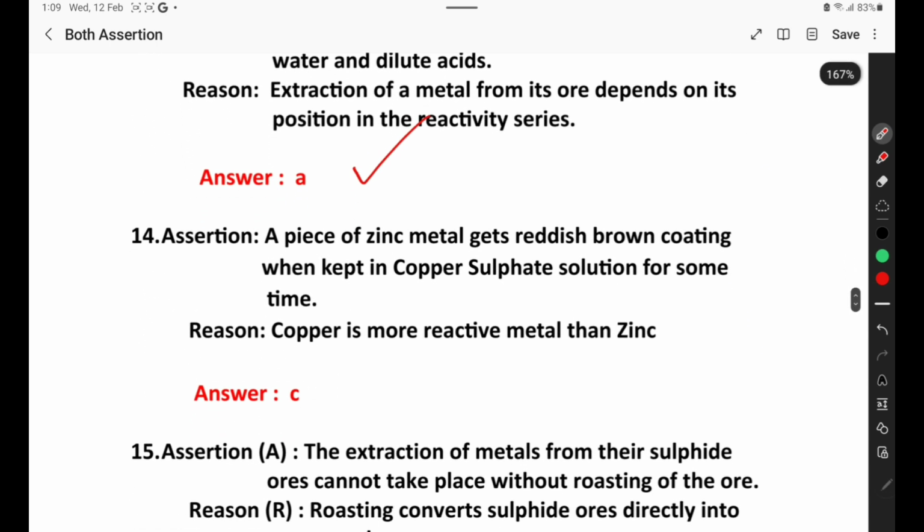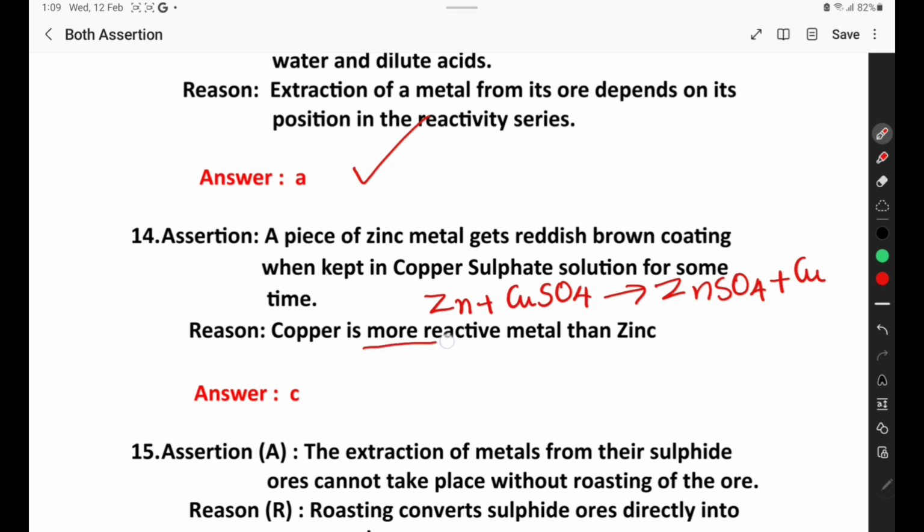A piece of zinc metal gets a reddish brown coating when kept in copper sulfate solution. That's a correct statement, because zinc is more reactive than copper. Because of that, zinc displaces copper from copper sulfate. So we will get zinc sulfate plus copper. Because of that, we can see the deposit on the surface of zinc. Then reason, copper is more reactive than zinc. That's wrong. Zinc is more reactive than copper. So our option is C.